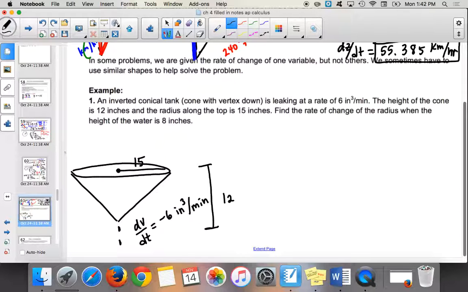That's a really small tank. All right, every single time that you have these, you are going to use similar right triangles. Another geometry concept that you may have forgotten long ago. If you have 15 and you have 12, and you have R and you have H, do you know how to set up a proportion with those? Yes. 15 over R equals 12 over H, right? So the big radius over the radius of the water equals the big height over the height of the water. We're always going to use that.